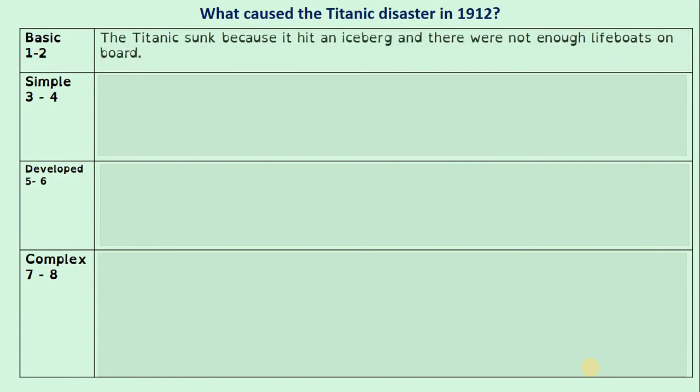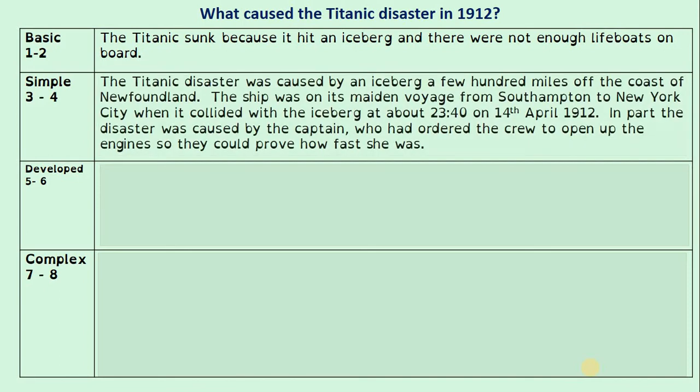So a basic explanation would just identify one reason, and it's not explained. The Titanic sunk because it hit an iceberg and there were not enough lifeboats on board. So clearly that's basic, and it's not going to get more than 2 out of 8. Simple explanation, 3 to 4 marks.